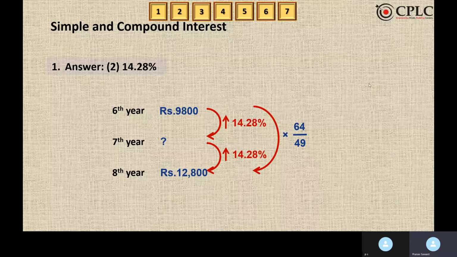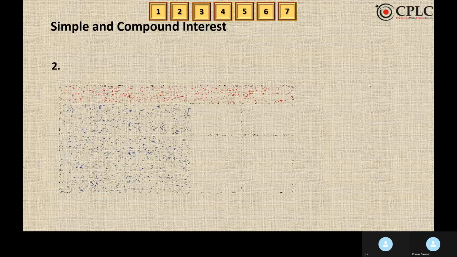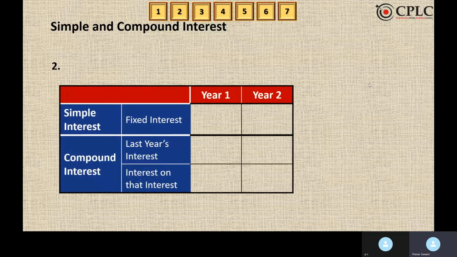Moving to the next question. The difference between SI and CI for the first 2 years is rupees 42, and the total SI earned in this period is rupees 1680. Find the principal. Simple interest is fixed every year. Compound interest increases every year.